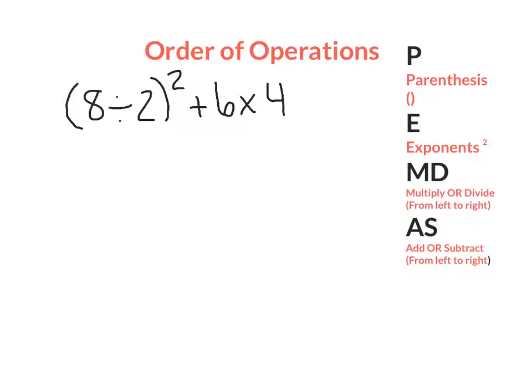The P stands for parentheses, so the first thing you need to do is solve everything inside the parentheses. Then you go to the E, exponents. If you have any exponents, you need to take care of those next.